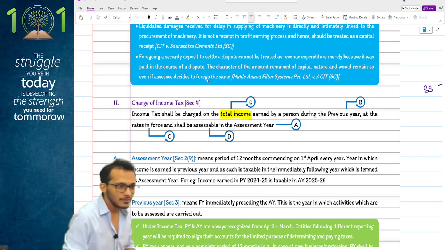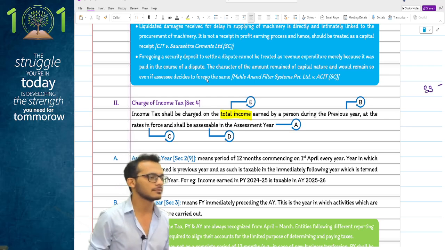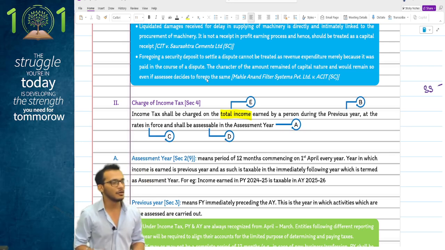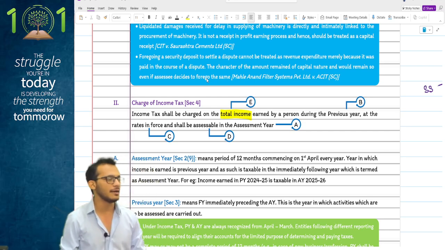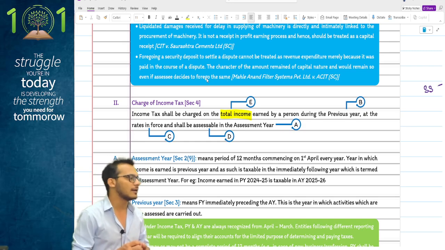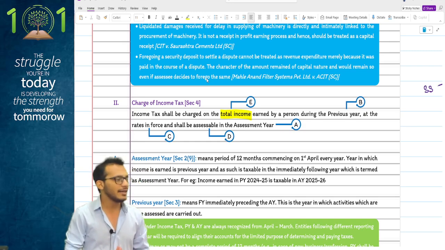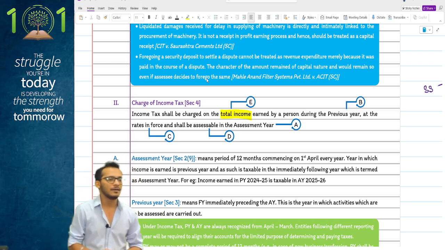Capital, because it is not incidental to the activities. There was no expectation of this. It was not mentioned in the contract that I will get it. It was just given out of gratitude, which means it was not something to be expected. It is a one-time activity, and therefore it becomes capital. Correct, not correct?